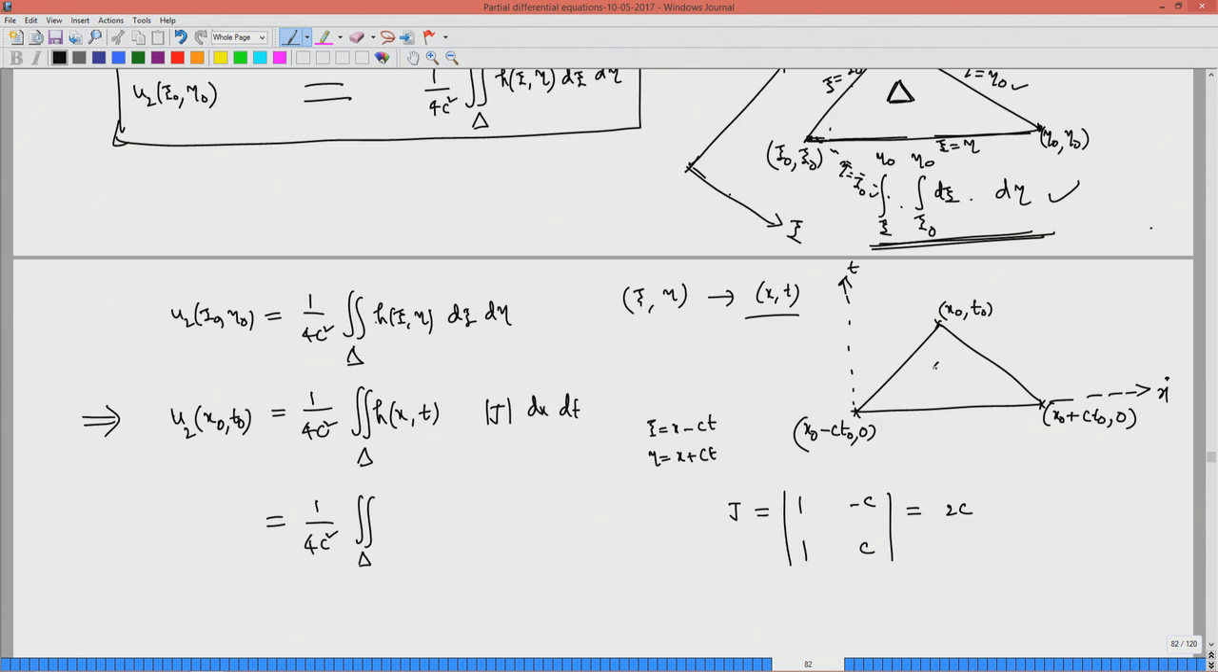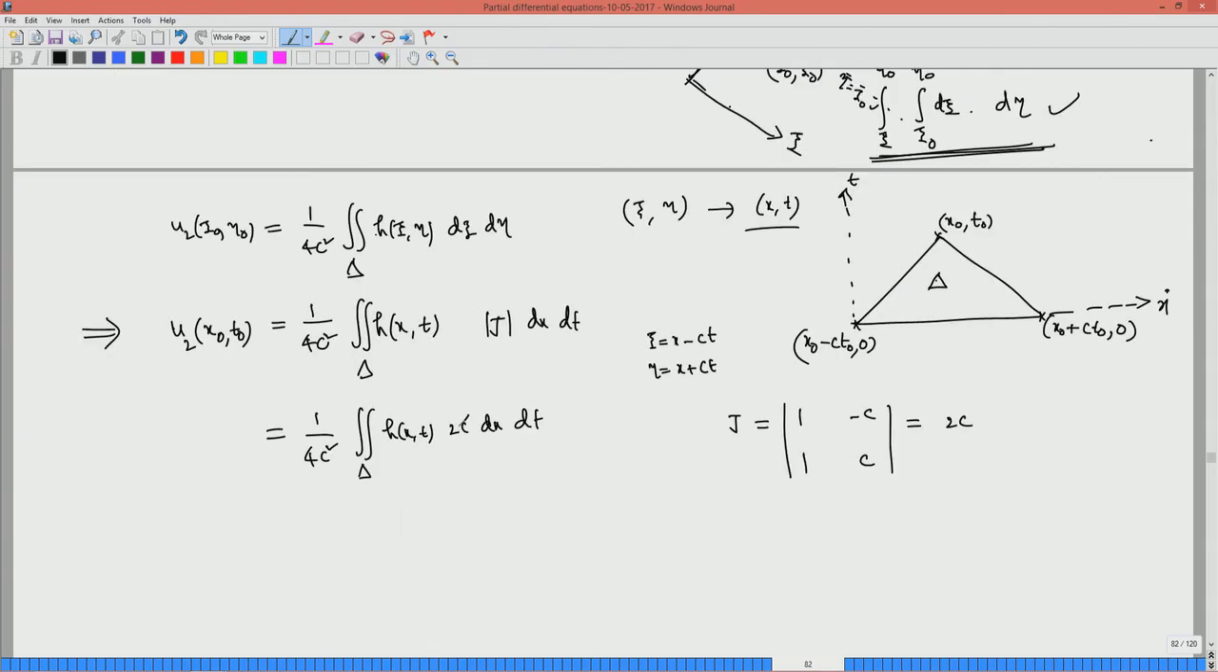So, this is your domain D, this is your delta D, okay. H of xt, now this is 2c dx dt. So, this is still the double integral. So, 2c goes, what you are left with is 4c squares. So, you have 1 by 2c double integral over this delta. This double integral over delta you have to write as an iterated integral. So, that we will see how to do this. So, how do we do this?